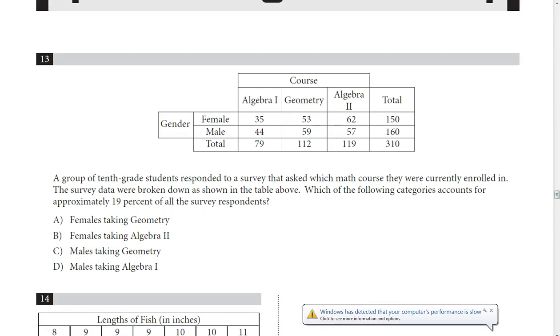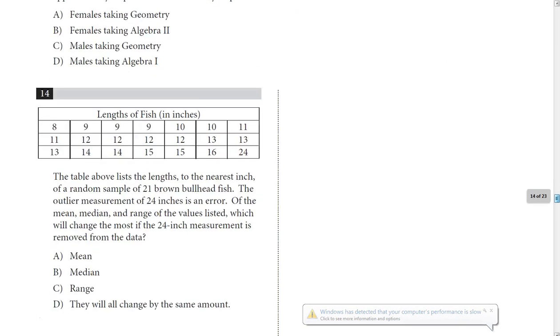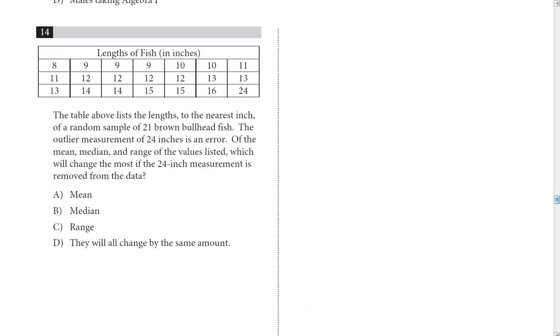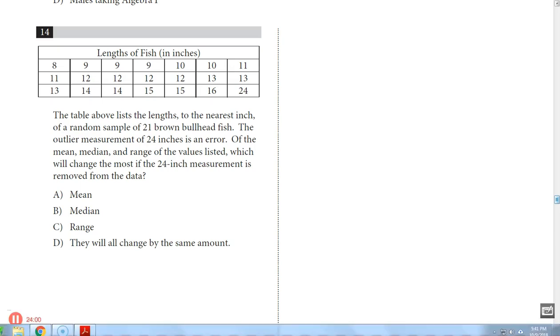All right, so let's check out number 14. It looks like our table represents the lengths of fish. So the nice thing about this table is it does look like it's in order for me. So the smallest fish was 8, the largest fish was 24, and then a whole bunch of stuff in between. Scrolling down and not even reading the paragraph, I kind of cheat and I'm looking at the answers. I'm seeing mean, median, range, or they will all change by the same amount.